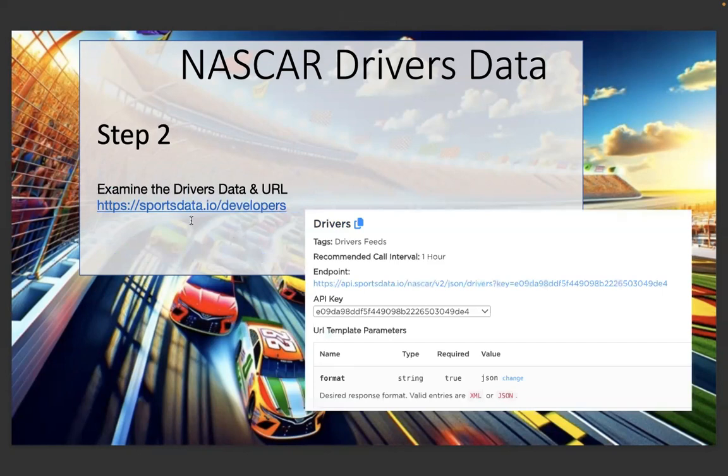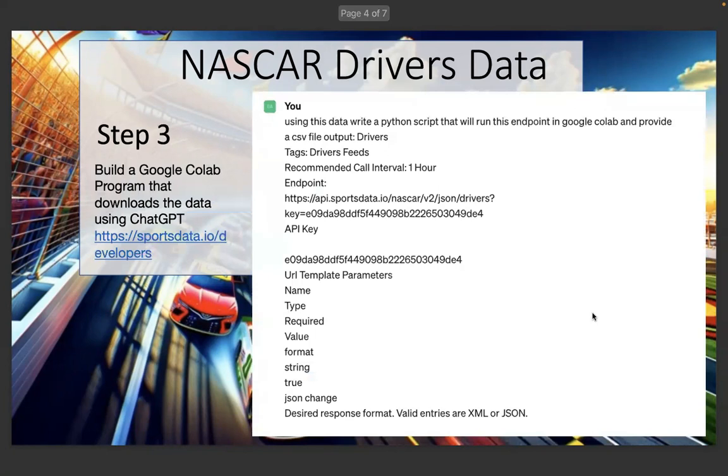Once you do that, we'll go examine specifically the drivers get method, and I'll show you how to create code to download that. And what we'll do, we'll scrape the information from the previous slide, and we'll just throw it in the ChatGPT, and we're going to use a very simple prompt. Using this data, write a Python script that will run the endpoint in Google Colab and provide a CSV file output for drivers. So we're going to actually have Google Colab produce the CSV file for us.